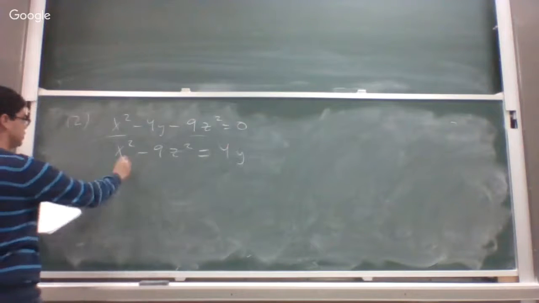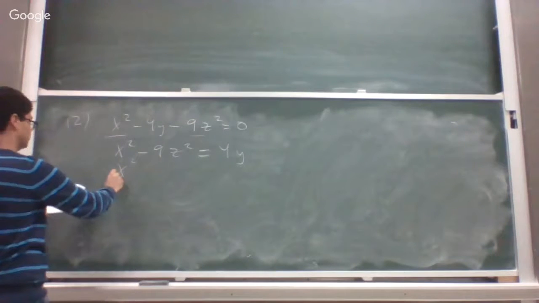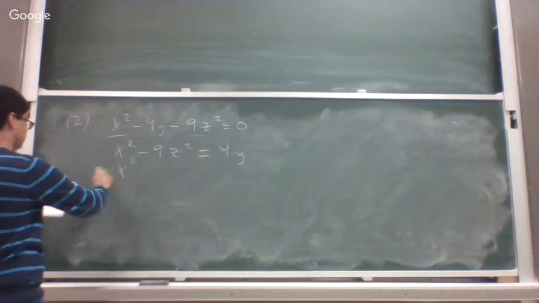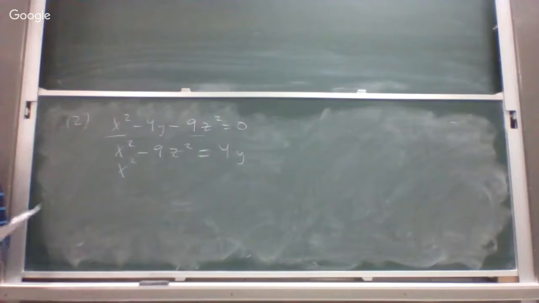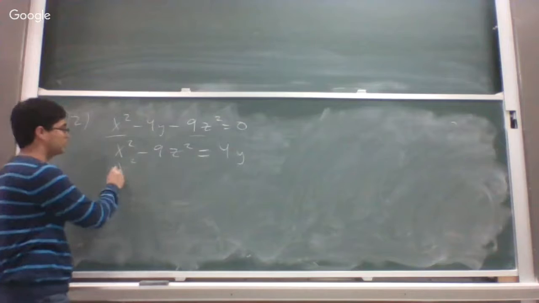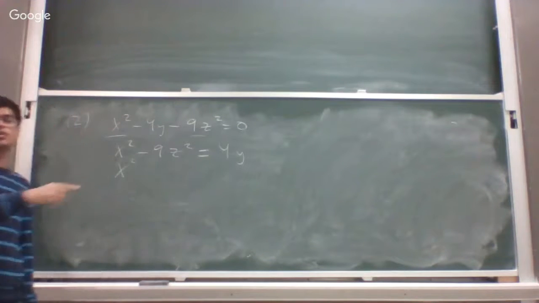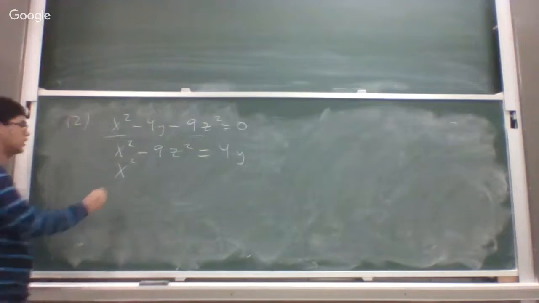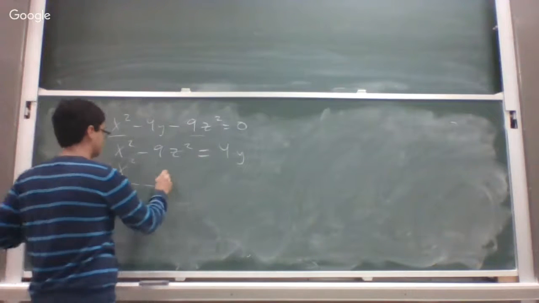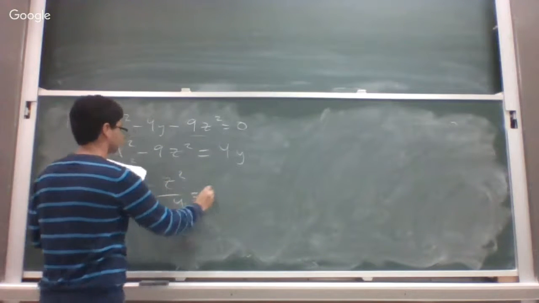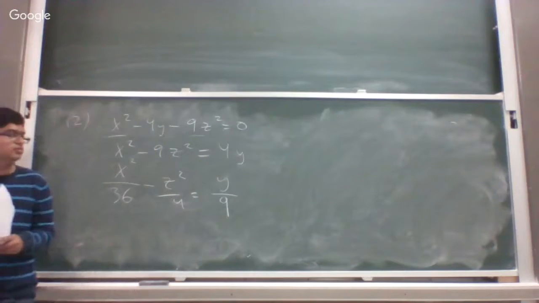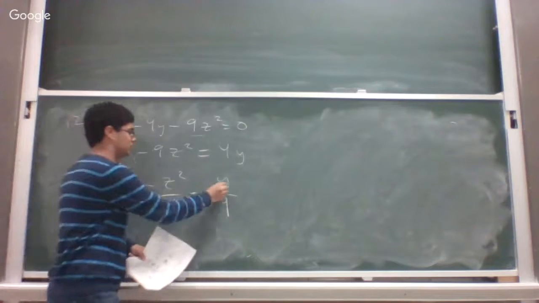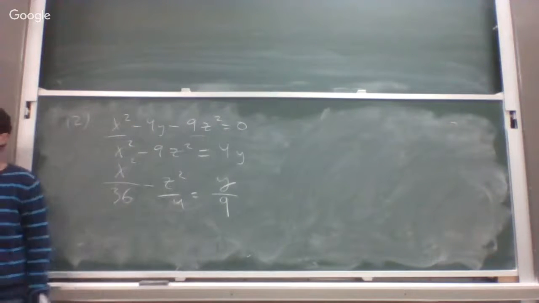Simplify this, so we get x squared over... What do we simplify by? What should we simplify by? We divide by 36, to get everything so the letters don't have a coefficient. So then we have x squared over 36 minus z squared over 4 equal to y divided by 9.